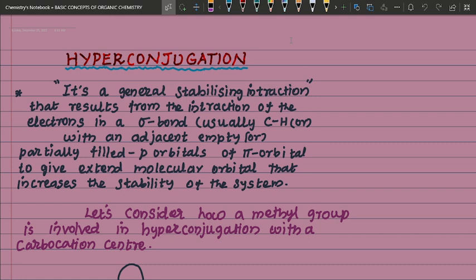Let's see the definition. Hyperconjugation is a general stabilizing interaction that results from the interaction of the electrons in a sigma bond, usually carbon-hydrogen, with an adjacent empty or partially filled p orbital or pi orbital to give an extended molecular orbital that increases the stability of the system. Let's see below.